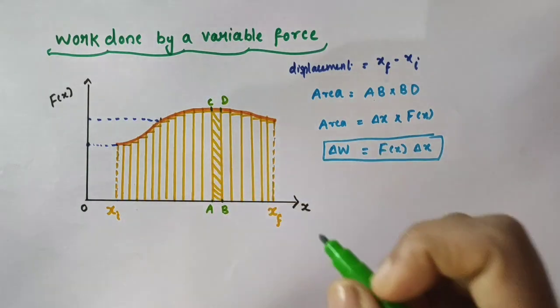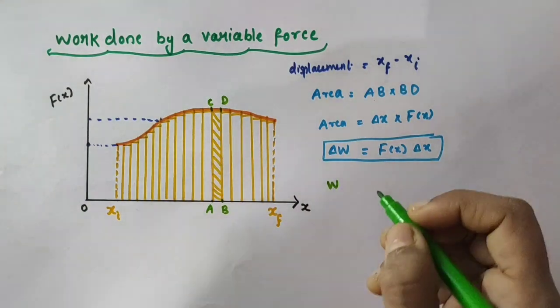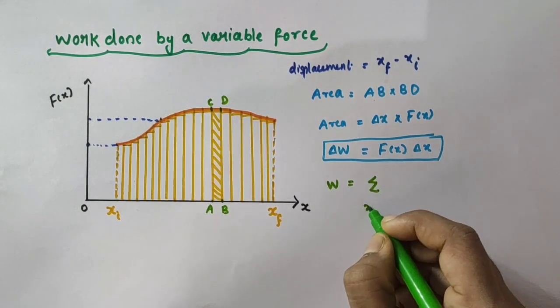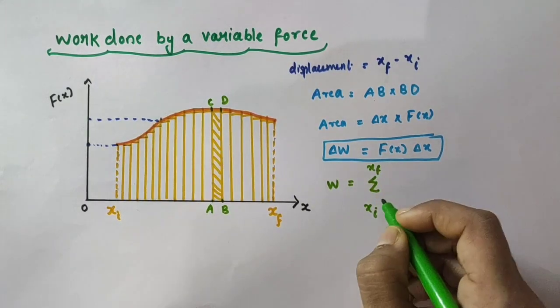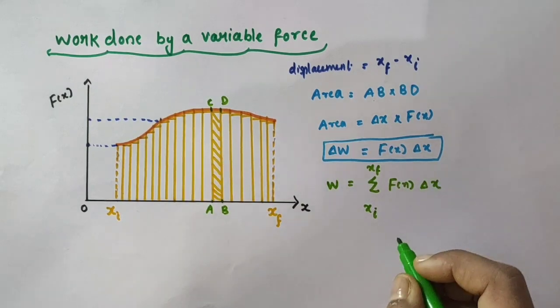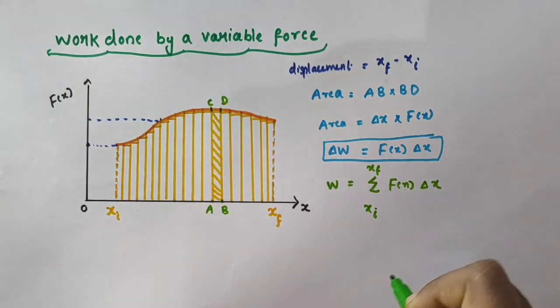That is the total work done, W. Total work done can be written as what? Summation from xi to xf of f of x into delta x.